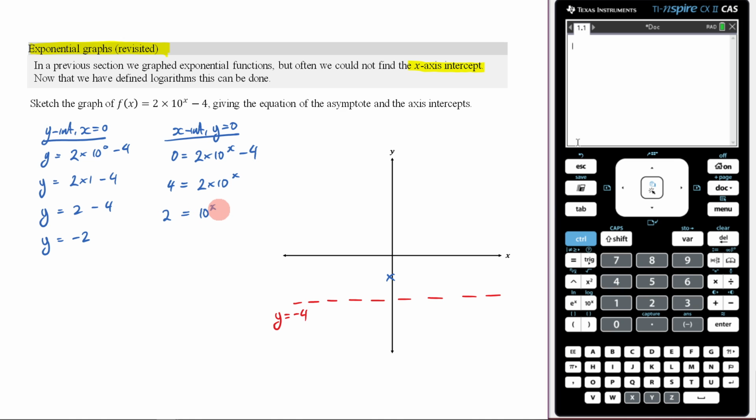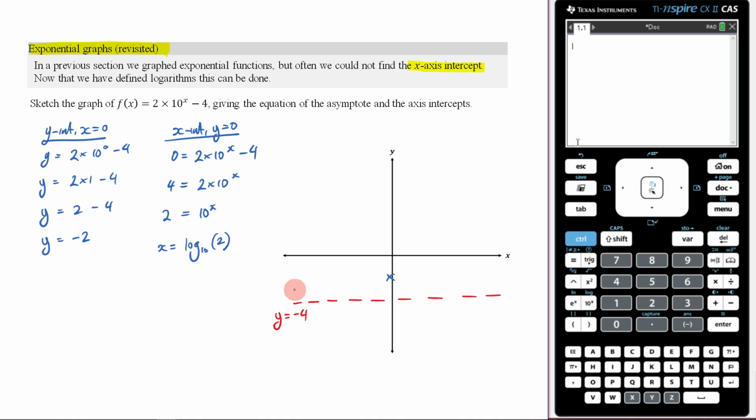Now what you have to recognize is that I can't get this into a form where I have the same base and then equate the indices. So what are you left with doing? Well, you can easily just say x is going to be equal to log base 10 of 2. And just like that, you've got what your intercept is going to be.